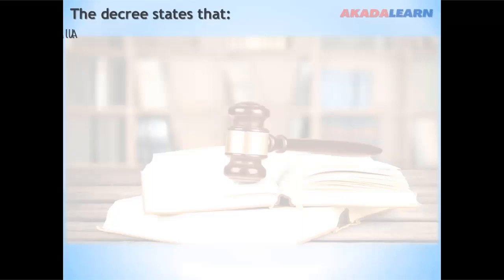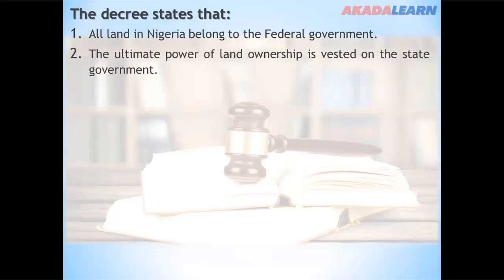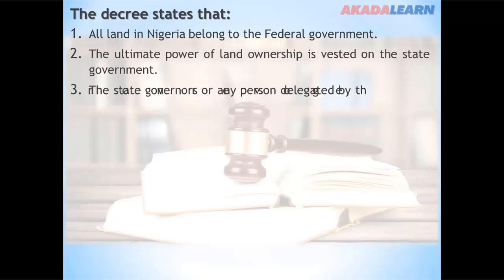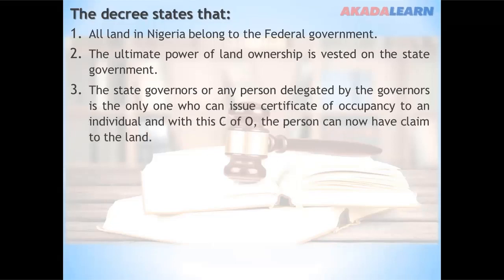Number one, all land in Nigeria belongs to the federal government. The ultimate power of land ownership is vested in the state government. The state governors or any person delegated by the governors is the only one who can issue a certificate of occupancy to an individual. And with this C of O, the person can now have claim to the land.